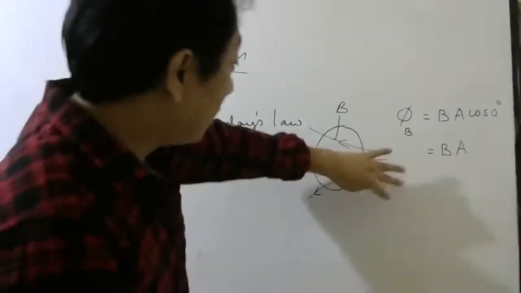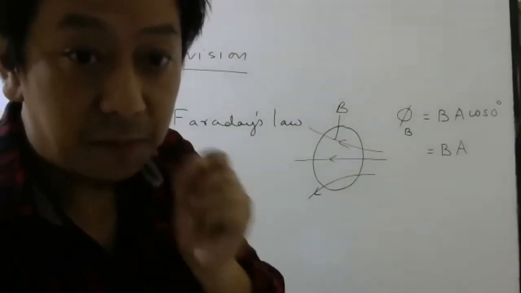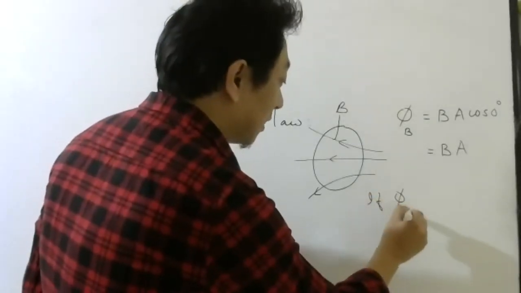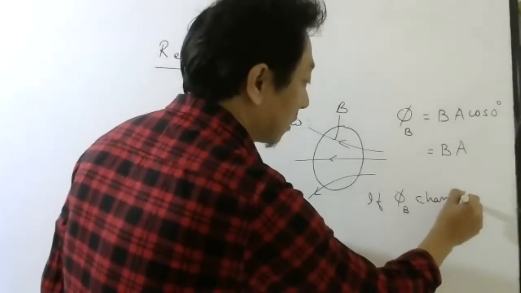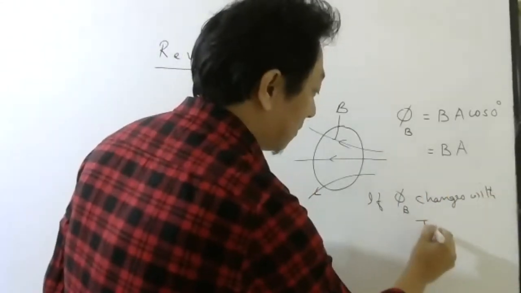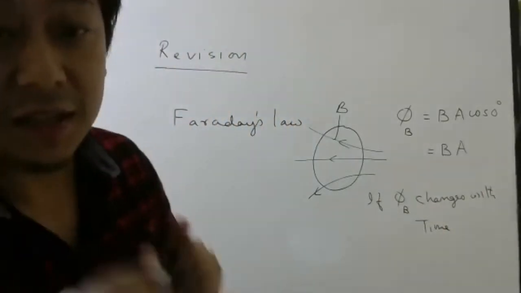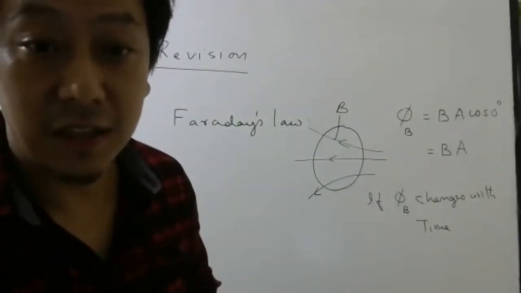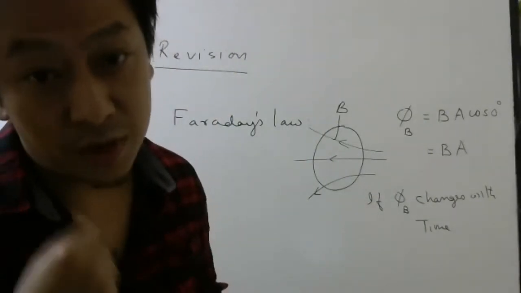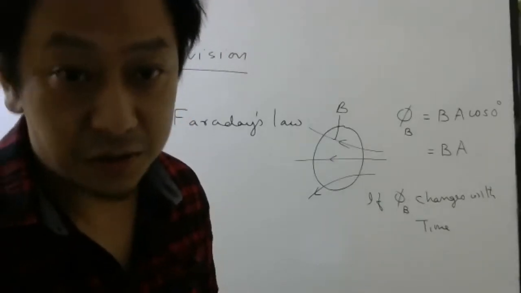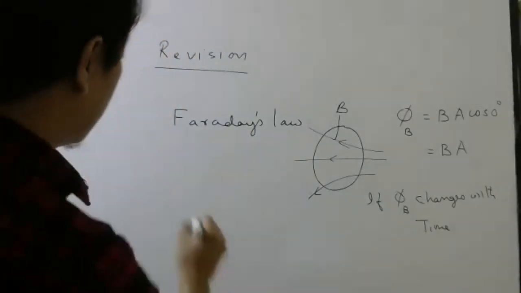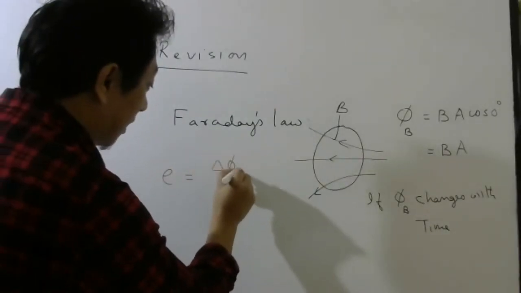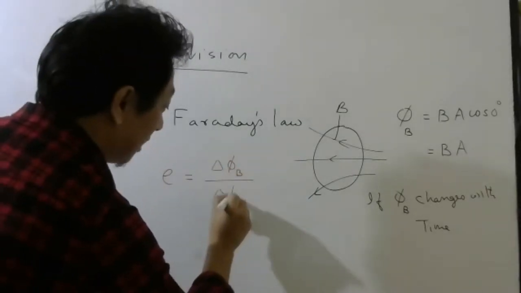Okay. So when there is magnetic flux, the most important word here is change. If magnetic flux changes with time, then they found there is current produced in the circuit, in the loop. Since there is current, we have to say there is an EMF. Understood or not? So Faraday's law says the EMF is equal to the change in the magnetic flux divided by the time interval.